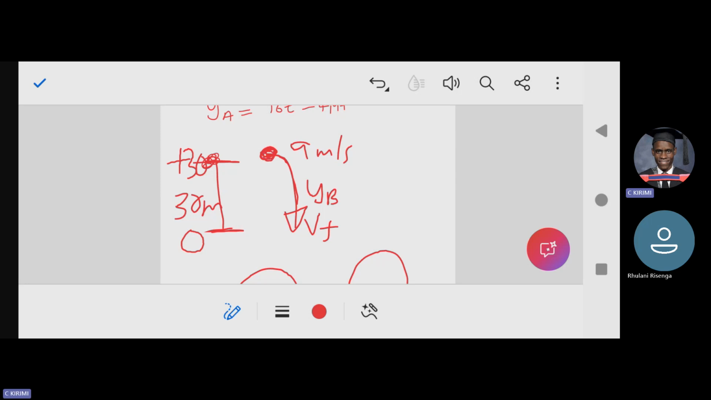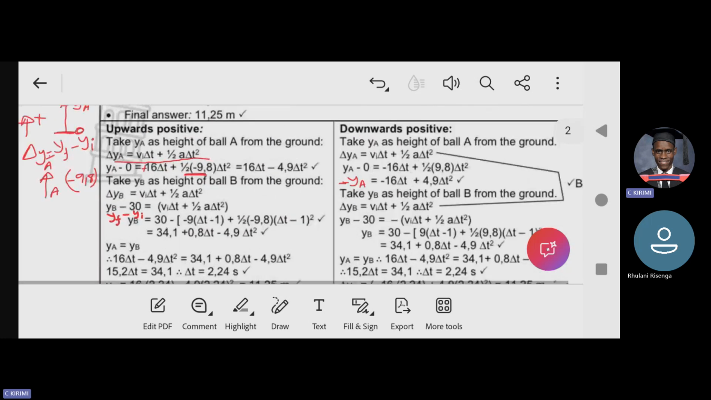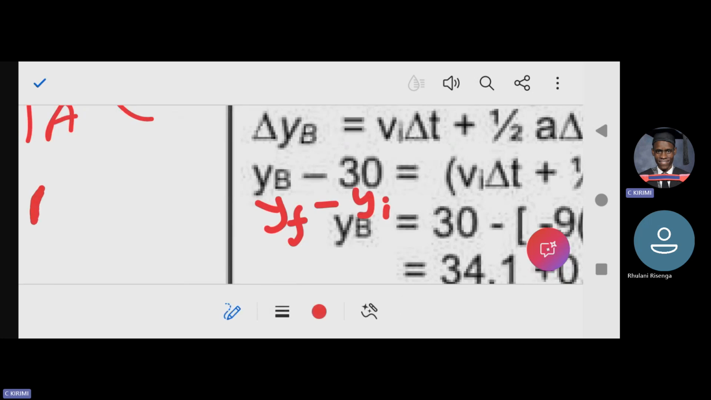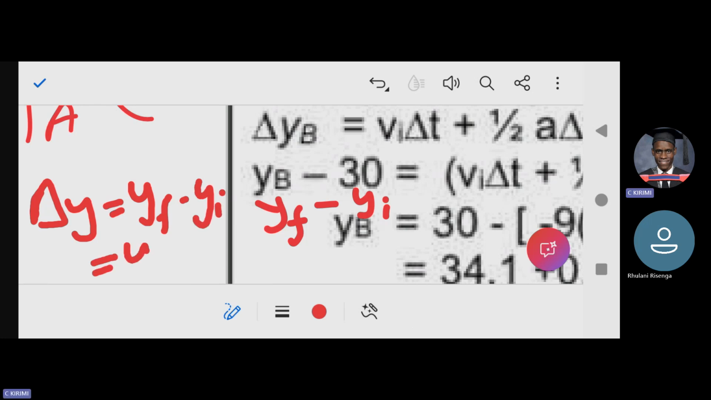So I'm starting at positive 30, going to YB, and YB is going downwards, at a height of YB going down. But if downwards is positive, my final Y, Yf, will be YB. My initial Y is positive 30. From the rule of change in Y, it says Y final minus Y initial. So my Y final is YB, as I'll be moving downwards, minus that positive 30. That is where we are getting that equation from.